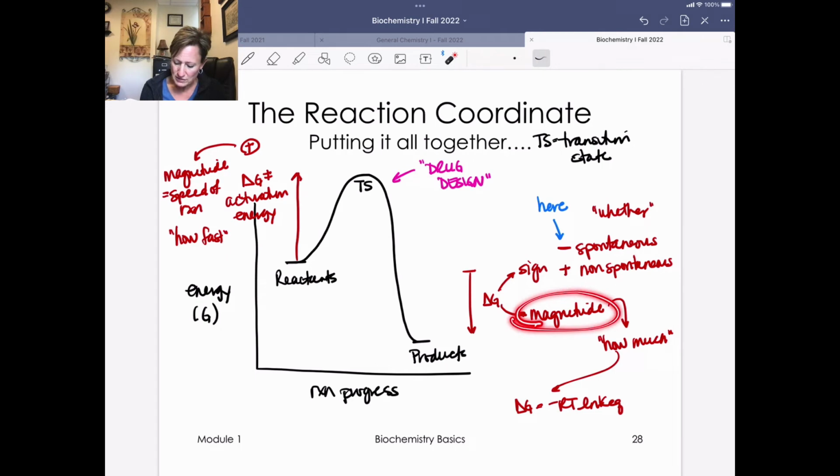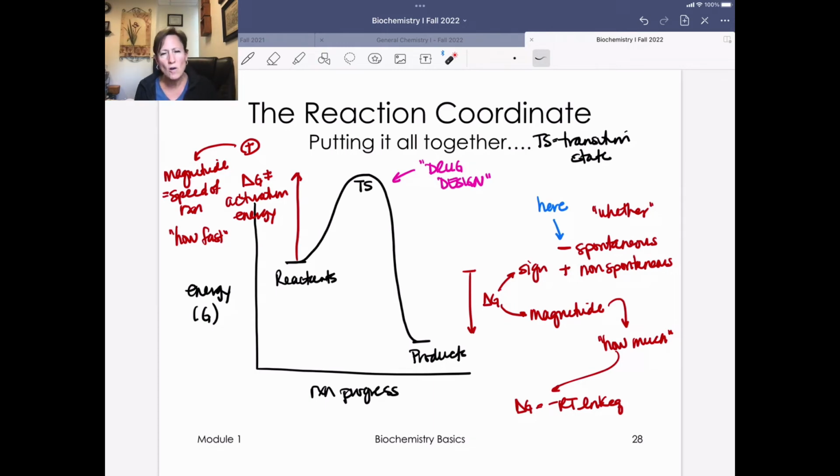And the magnitude of delta G, how large this arrow is going to tell us how much, because the magnitude, the value of that delta G, is going to be directly related to the equilibrium constant. On the other side here, we have an arrow that's always going to be a positive value, and the height of that arrow is going to tell us or reflect the speed of the reaction. The larger that activation energy, the slower our reaction is going to be. So this is a kinetics parameter, or related to kinetics, in telling us how fast a reaction occurs.